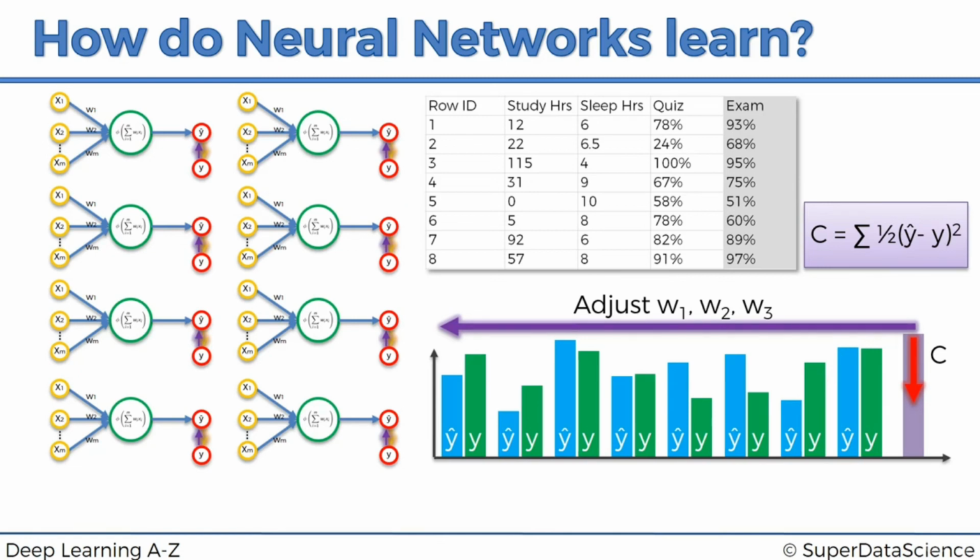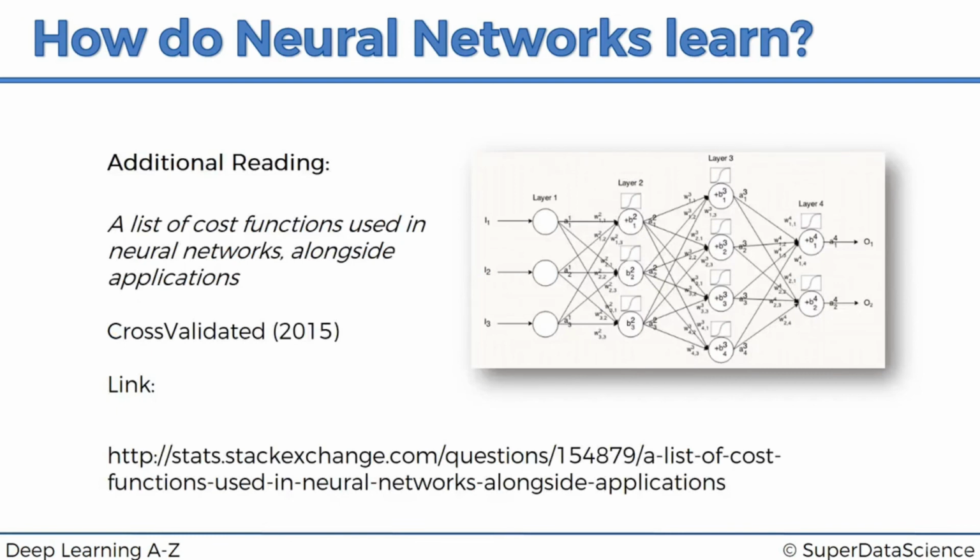Some additional reading that you might want to do for the cost function, and I know we just talked about one, and there are many different ones. A good article is located on Cross-Validated. It's called A List of Cost Functions Used in Neural Networks Alongside Applications. So the URL is there, but you can just Google for that exact search phrase, and this one will be the first one that pops up. It's actually got some good examples and application or use cases for different cost functions. So if you're interested to learn more about cost functions, check out this article.